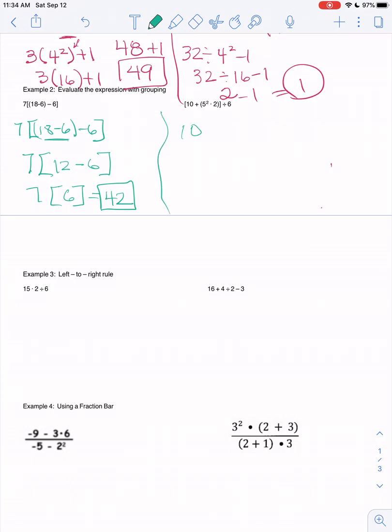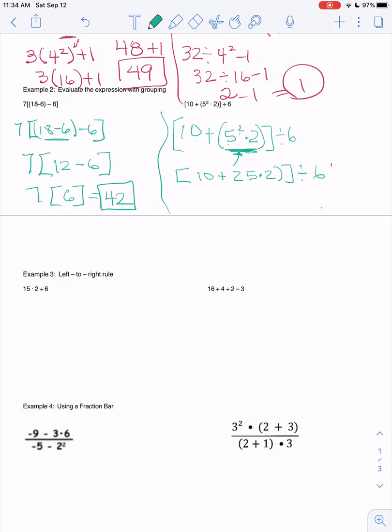So we have 10, open bracket, 10 plus, open parenthesis, 5 squared times 2, close parenthesis, divided by 6. Innermost bracket, which would give us this one, innermost grouping. And then within the grouping, remember we do exponents before we do multiplication. So let me go ahead and just copy that down again. So we have 5 to the second power, or 5 times 5, which is 25, times 2.